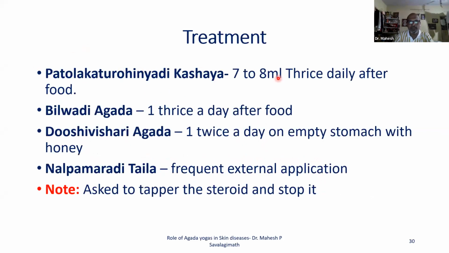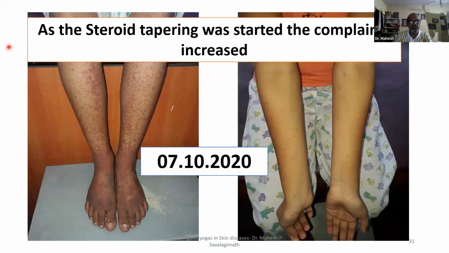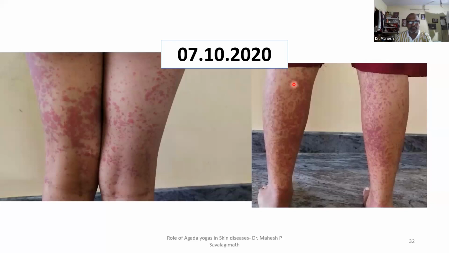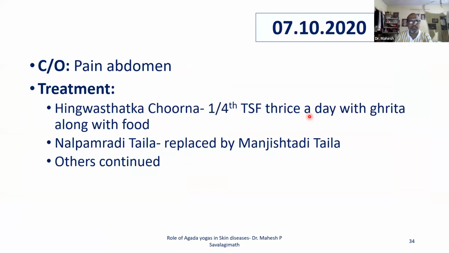Again, same medicines, see: Patola Katuranjadi, Bilwadi, Dushivisha, Nalpamaradi, right? And we started tapering the steroid and stopped. As we started tapering the steroid, the complaint started aggravating, lesions appeared, but the severity reduced. We educated the patient beforehand that it was going to aggravate, so they cooperated with us. You can see again the lesions. These are parts where she had no lesion at all in the beginning, but now she developed them, right? But still they persisted with our treatment.